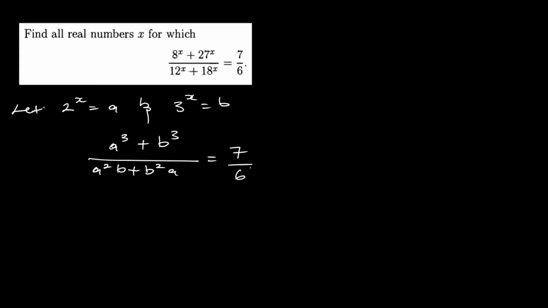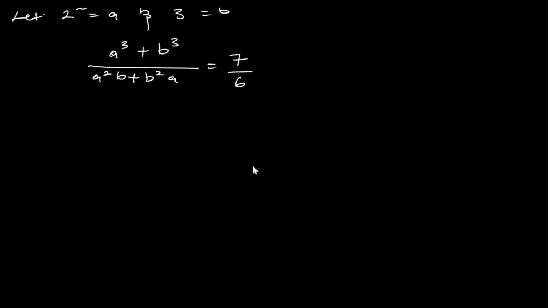Okay, great. By now you should be familiar with the algebra formula for a cubed plus b cubed. I'm going to just write it here so you could see what it looks like. So a cubed plus b cubed would simply be a plus b in a bracket, a squared minus ab plus b squared, and this is a general formula for a cubed plus b cubed.